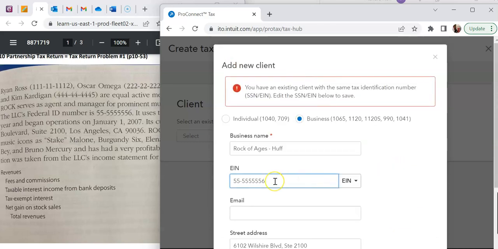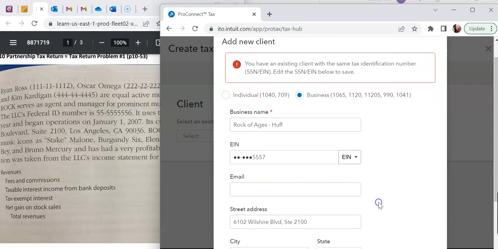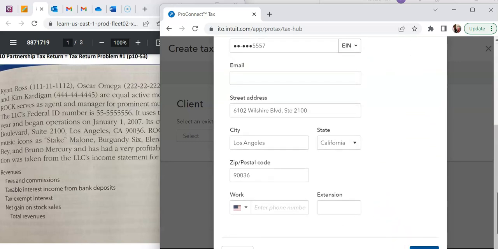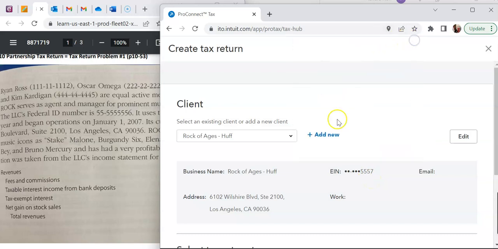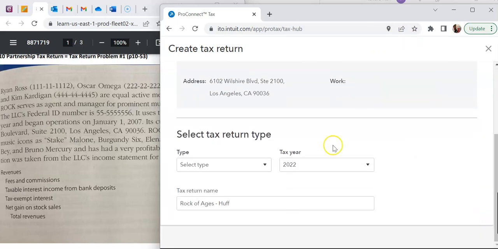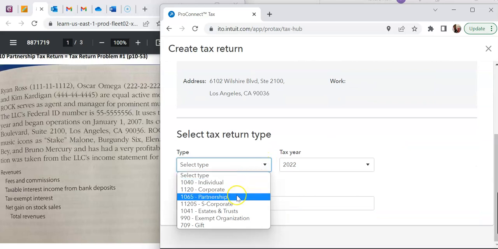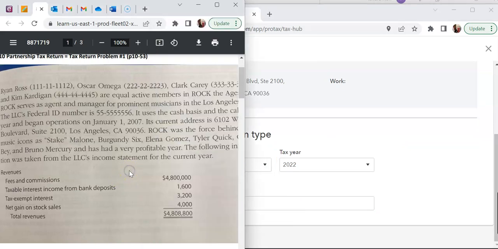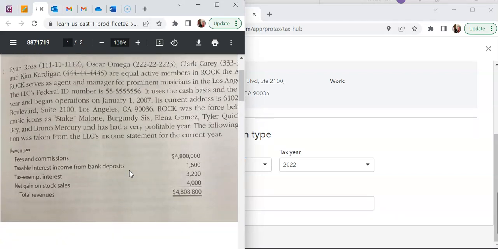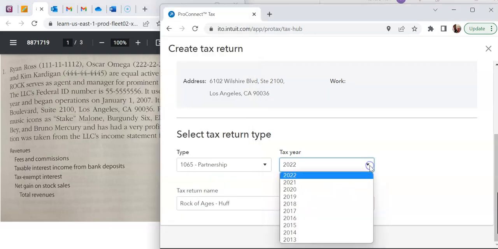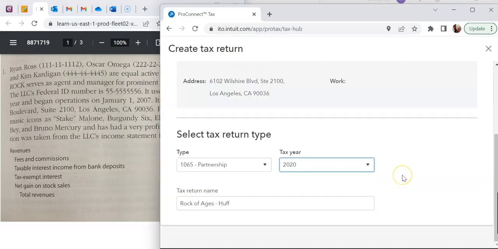All right, so that number's already used, so I'm just going to keep adding a number at the end until we get one that hasn't been used. Okay, we're a 1065. And it just says current year, so I'm going to assume the answer that I have is a 2020, so I'm going to say 2020. But I don't think it really matters. Next.